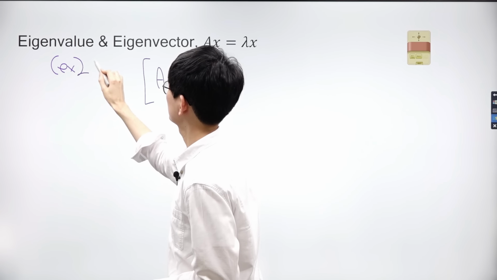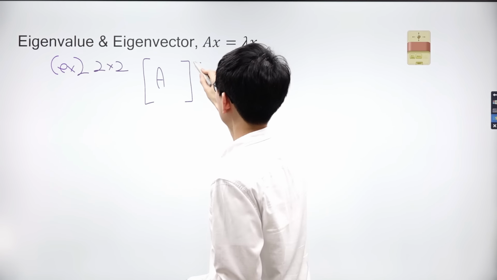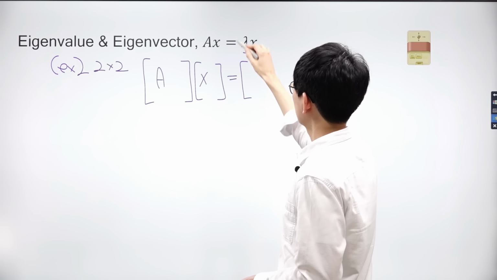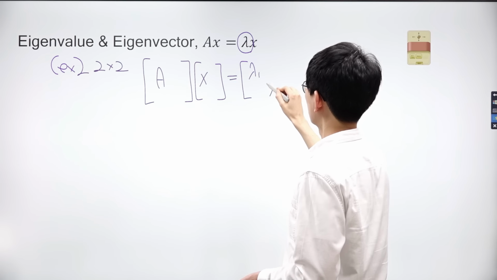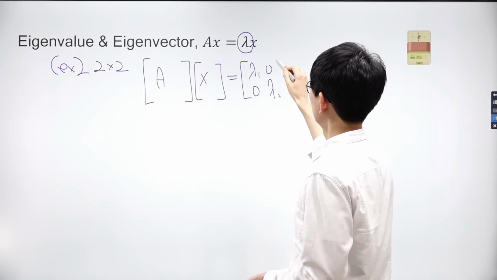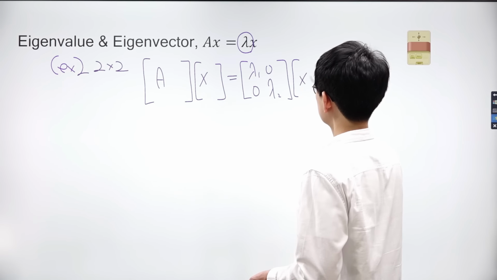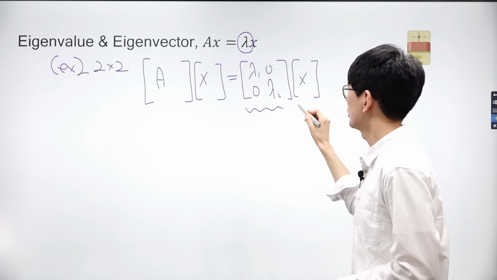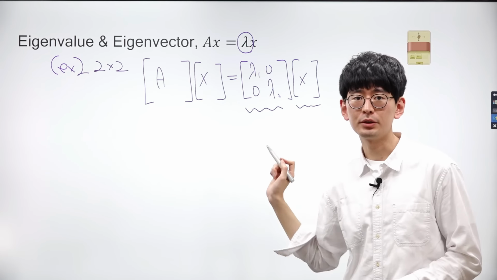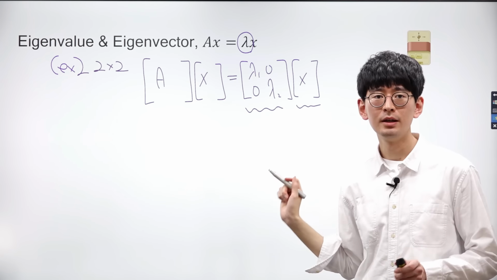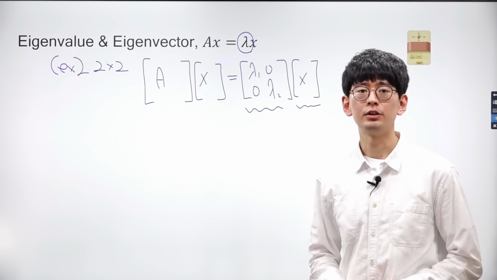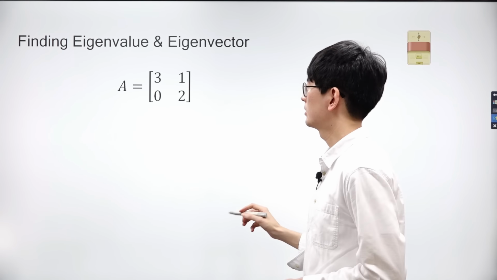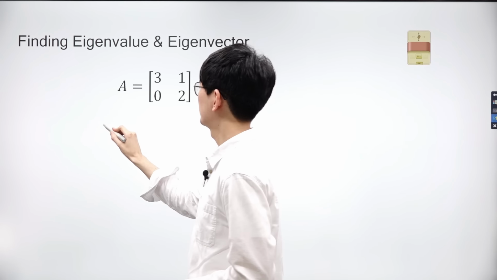Let's expand the equation. Suppose A is a 2x2 matrix. The left-hand side of the equation Ax is simply the result of multiplying matrix A by vector x. Scaling vector x by lambda is the same as multiplying a diagonal matrix with diagonal entries of lambda by x. Eigenvalues and eigenvectors are values and vectors that satisfy the equation. These are the basic definitions of eigenvalues and eigenvectors commonly used in linear algebra.